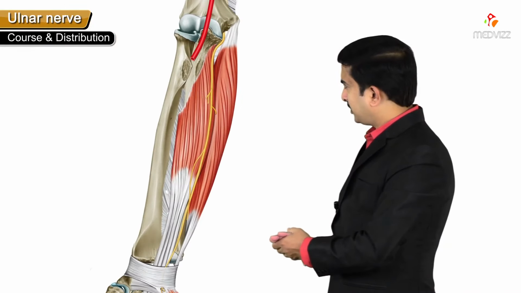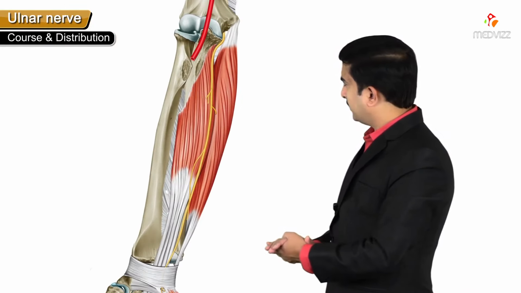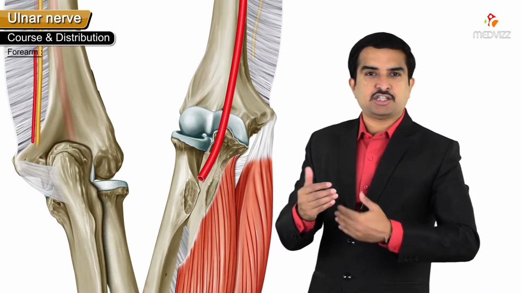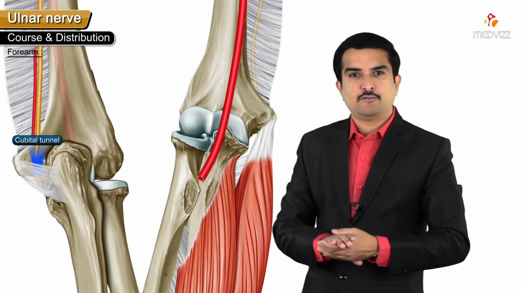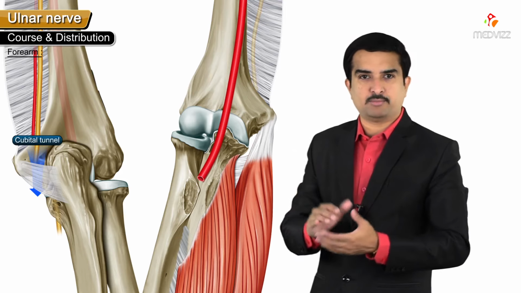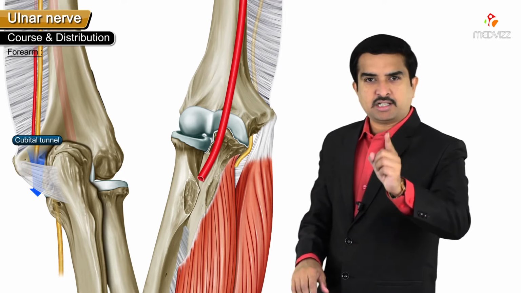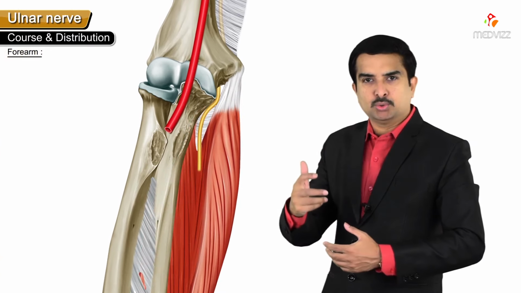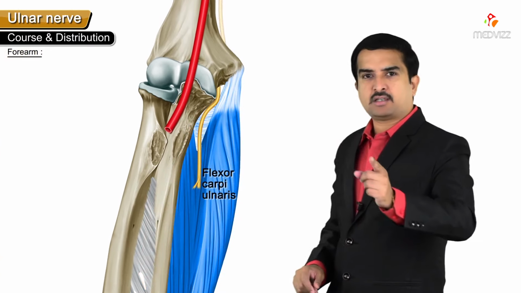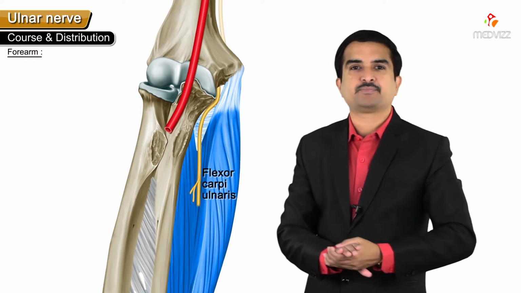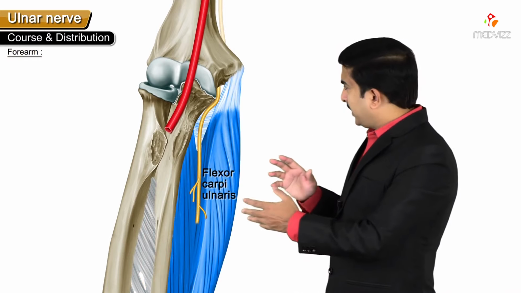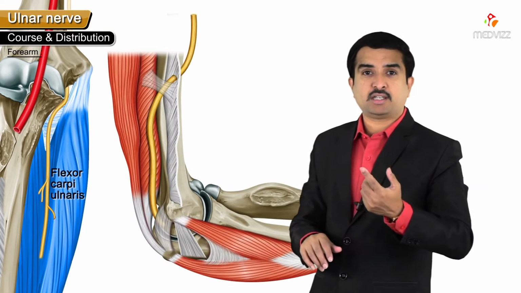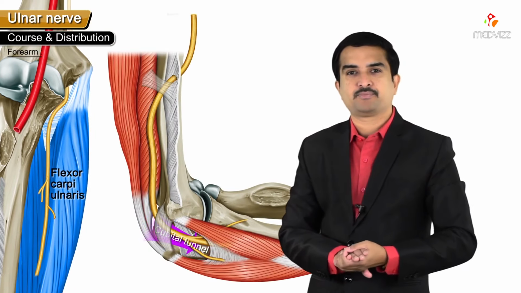Now let us discuss the course and distribution of the ulnar nerve in the forearm. We know that it enters into the cubital tunnel. From there, it should enter the forearm, right? So it enters the forearm by passing through the cubital tunnel and between the two heads of the flexor carpi ulnaris muscle. Before that, it should pass through the cubital tunnel.